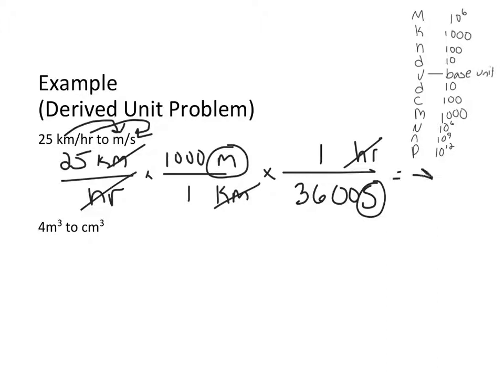So now I can get an answer for this problem. So in my calculator, how I'm going to type this in is 25 times 1,000 divided by 3,600. And I get an answer, and I have to round to 2 sig figs, of 6.9. And the units are interesting for this one. I have meters per second.